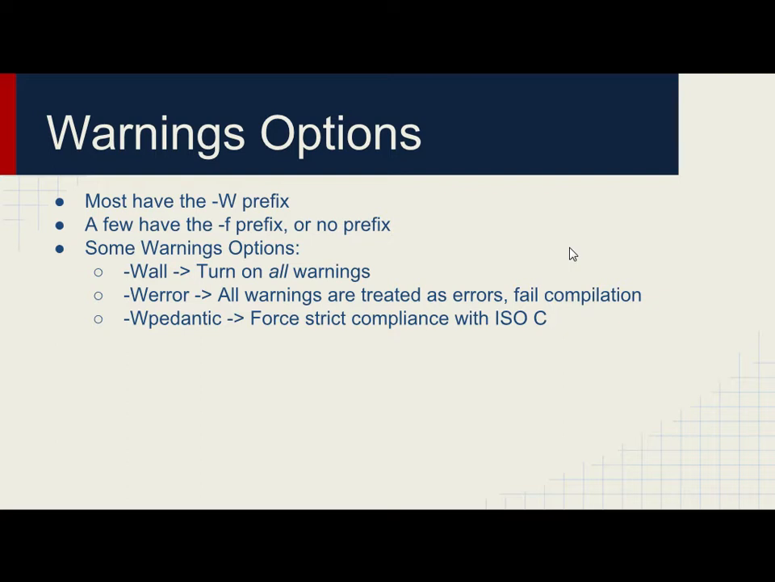And then -Wpedantic is used in combination with -ansi to force strict compliance with ISO C. Most other warning options you're not going to turn on explicitly. The -Wall will turn on most of the rest of the warning options on its own because it's -Wall. There are a few that turn off warnings for specific things. Generally, you don't want to use those because if it's a warning, there's likely a warning for a reason. But they do exist.